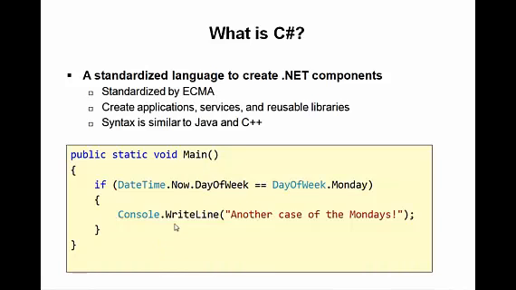Inside of here, we're calling another method, WriteLine. This method is attached to a Console class. So Console.WriteLine is forcing WriteLine to execute, and we're passing it some data. We're passing it a parameter. We're passing it information that it's going to write onto the screen. In this case, it's just going to write out the text, "another case of the Mondays." And again, that only happens on a Monday.